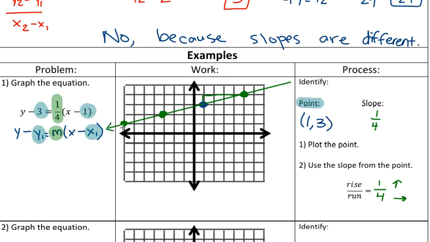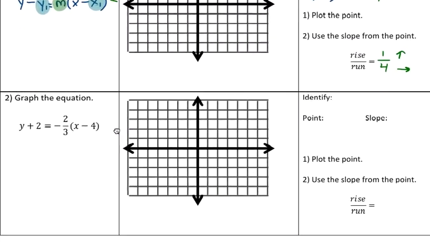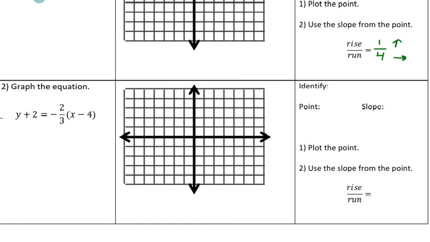Okay, we have 2 more examples, and then we're done for today. Easy peasy. Number 2, graph the equation. Okay, so first thing I'm going to do is write the equation right underneath it. y minus y1 equals m times the quantity of x minus x1.